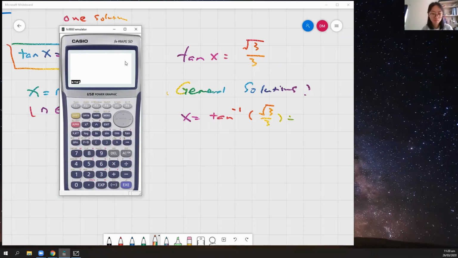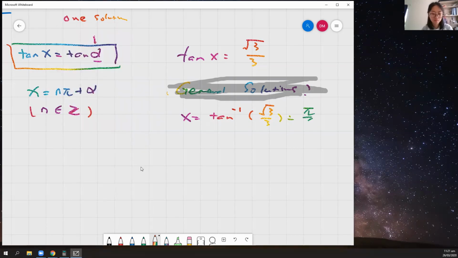This calculator is slightly different, but it's probably a similar function as you have. So we're going to do an inverse tan, in brackets, square root of 3 divided by 3, and close the bracket. It gives you quite a nice number over there. But if you turn this into pi, it should actually be pi over 6, which is 30 degrees.